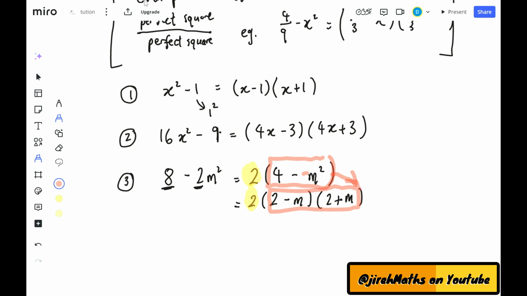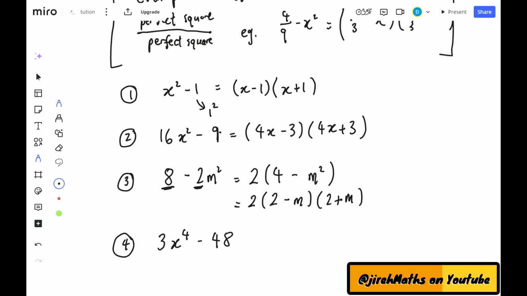So that factorizes there. 3x to the power 4 minus 48. We can start by taking 3 as a common factor. If we take out 3, we'll have x to the 4 minus. Then inside, we can use our calculator. 48 divided by 3 is 16. So this would be x to the 4 minus 16.